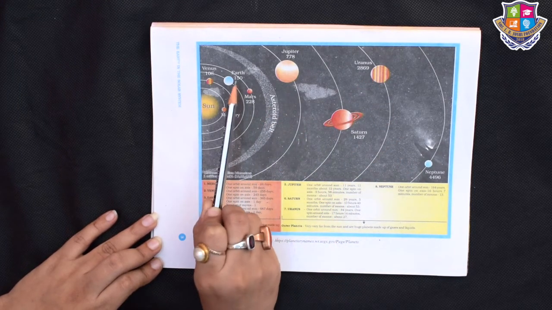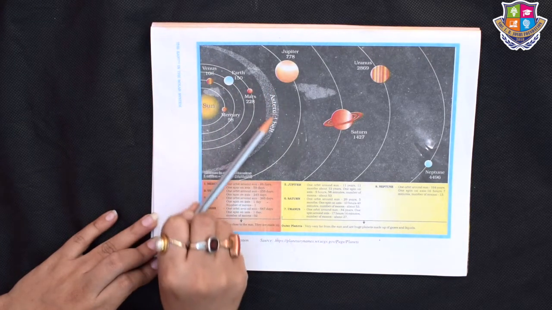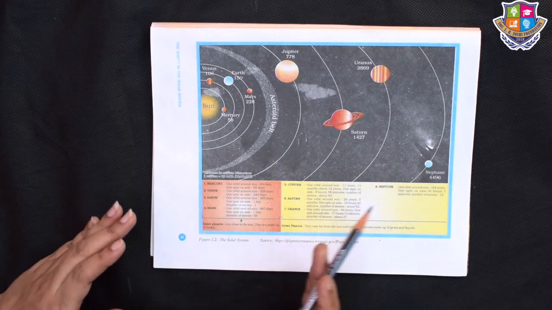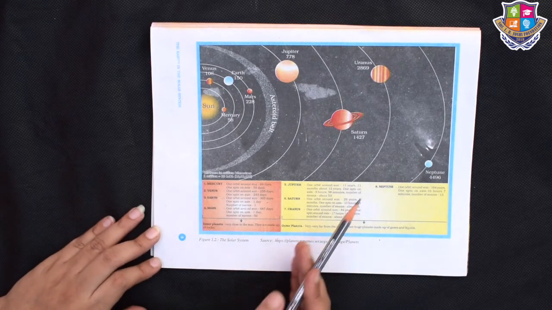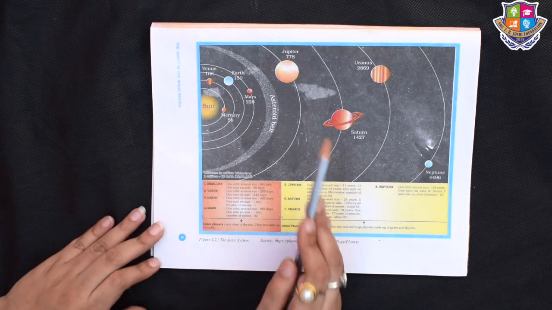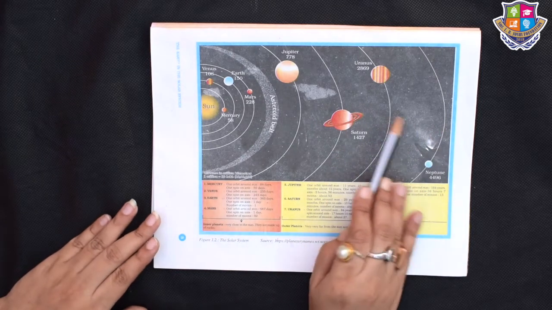Now in between Mars and the planet Jupiter, what can we see? We can see the asteroid belt. Later on we will see what an asteroid is. But for now, you just have a look. There is an asteroid belt. And like the asteroid belt, we have the meteoroids also, and we have comets also.